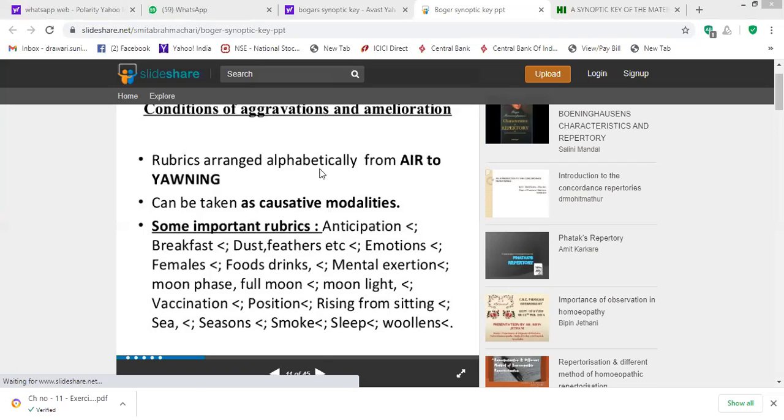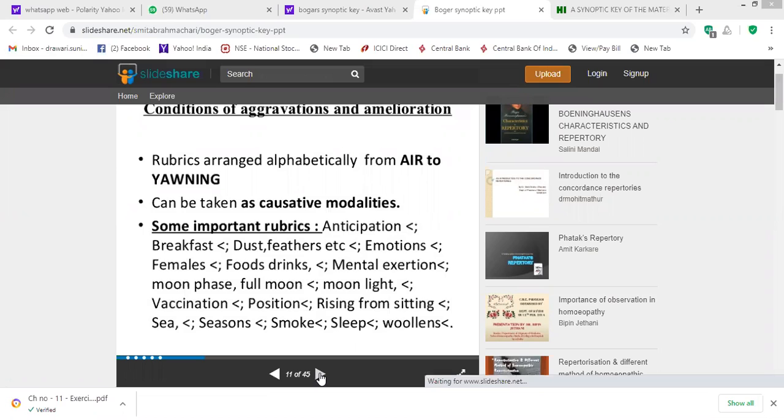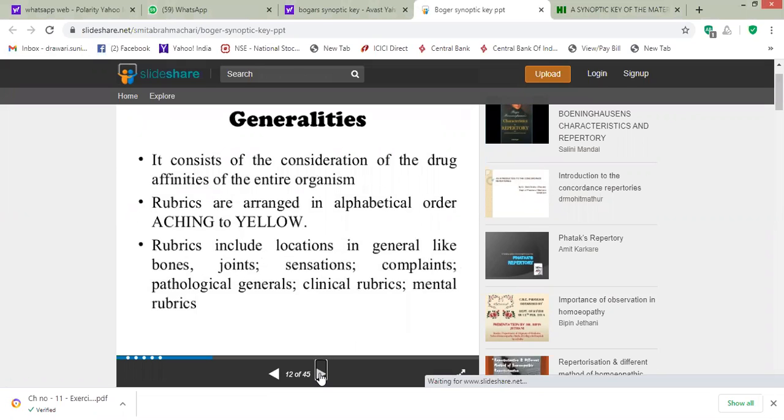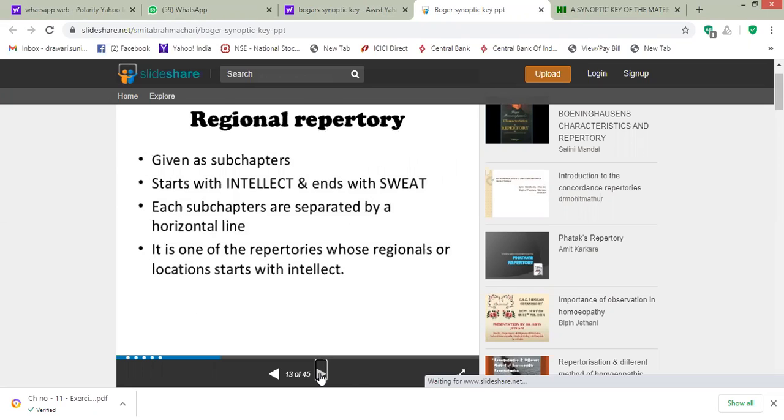Then the causative modalities are also given, and some important rubrics which we discussed in the last lecture. Then generalities: this part consists of the consideration of the drug affinities of the entire organism, and it is also arranged alphabetically from A to Z. Rubrics include locations in general like bones, joints, sensations, then complaints, pathological generals, clinical rubrics, mental rubrics, etc.